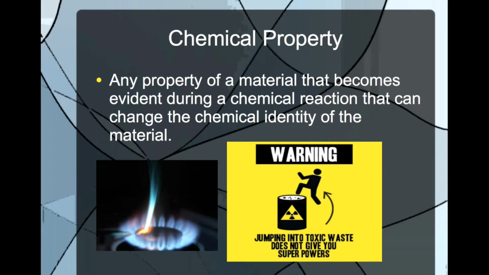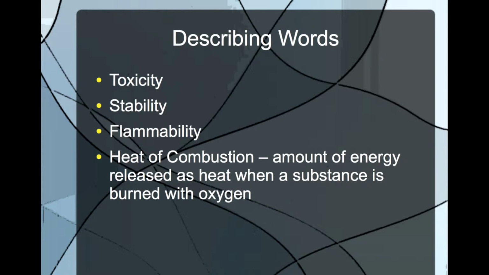And now we go to chemical properties, which is basically any property of a material that becomes evident during a chemical reaction that can change the chemical identity of the material. So as you can see up there, setting something on fire is a chemical reaction, and jumping into acid and toxic waste may not necessarily give you superpowers, but it does have a chemical reaction and it is a chemical property. There aren't as many describing words for chemical properties as there are for physical properties, but the ones that are up there are a little bit harder to define, which is why it's easier to determine a physical property than a chemical property.